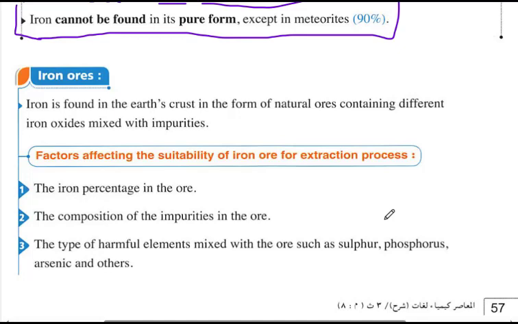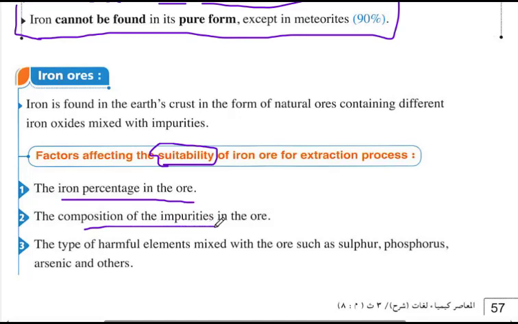We have first to purify iron from its ores and then put some little amount of other elements to make alloys with iron and make these tools with it. So what is the suitability of the iron ores to extract iron from them? There are three main factors here. The first is the percentage of iron in the ore. If the iron percentage in the ore is high, it is very suitable for us to extract iron from it. Then the composition of impurities.